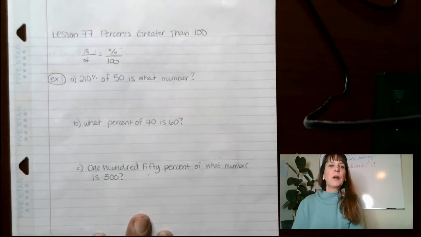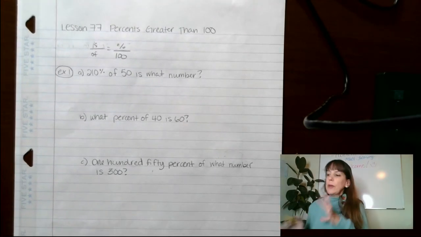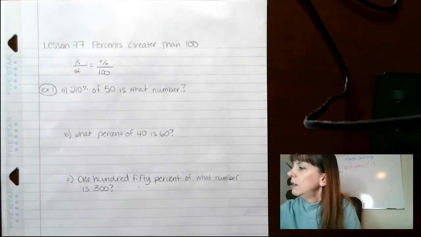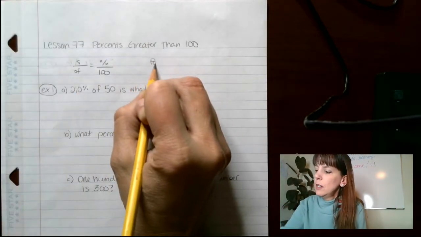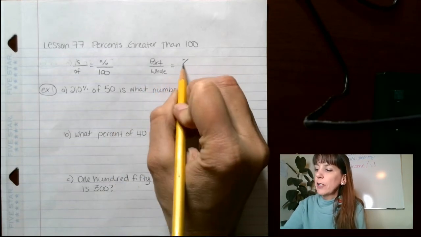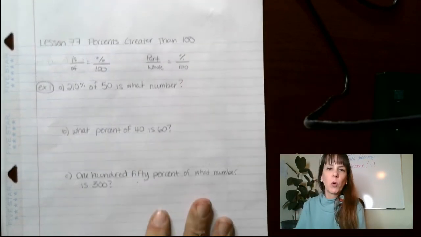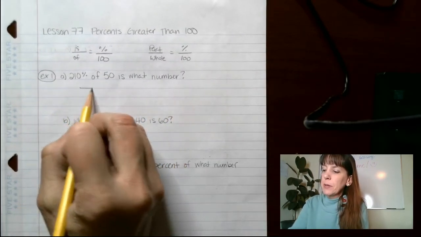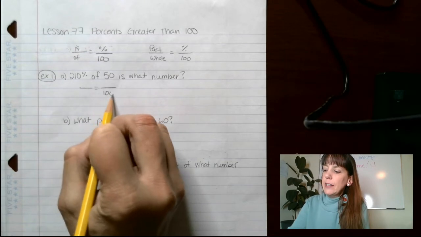Okay, guys, so the way that we're gonna set this up, the other one of this that you can use is part over whole equals percent over 100. This is more for word problems. So what we do is when we see one of these percent problems, we do a setup. And that is our setup right there.